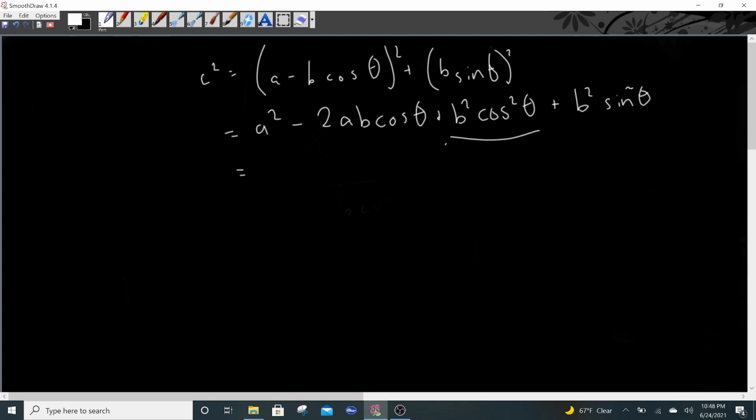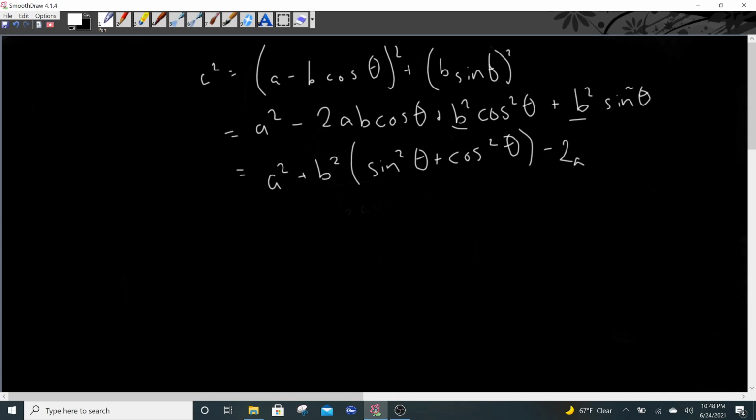If we chose to factor out the b squared, if we were to factor out the b squared right there and then the b squared out there, then we would have a squared plus, factoring out the b squared, sine squared theta plus cosine squared theta. And anybody who's done their trig identities is already a little bit excited because we can simplify that pretty quickly.